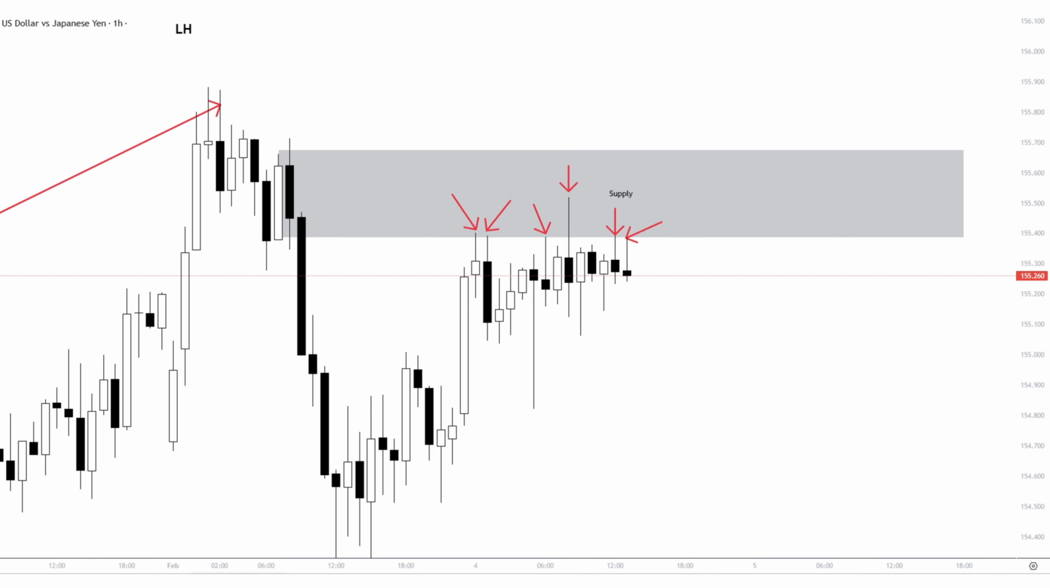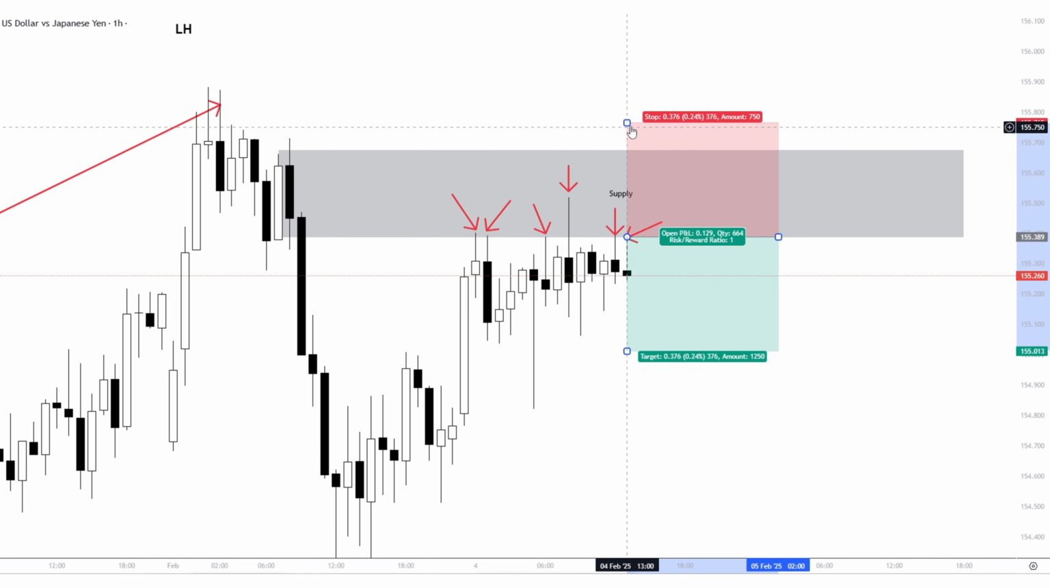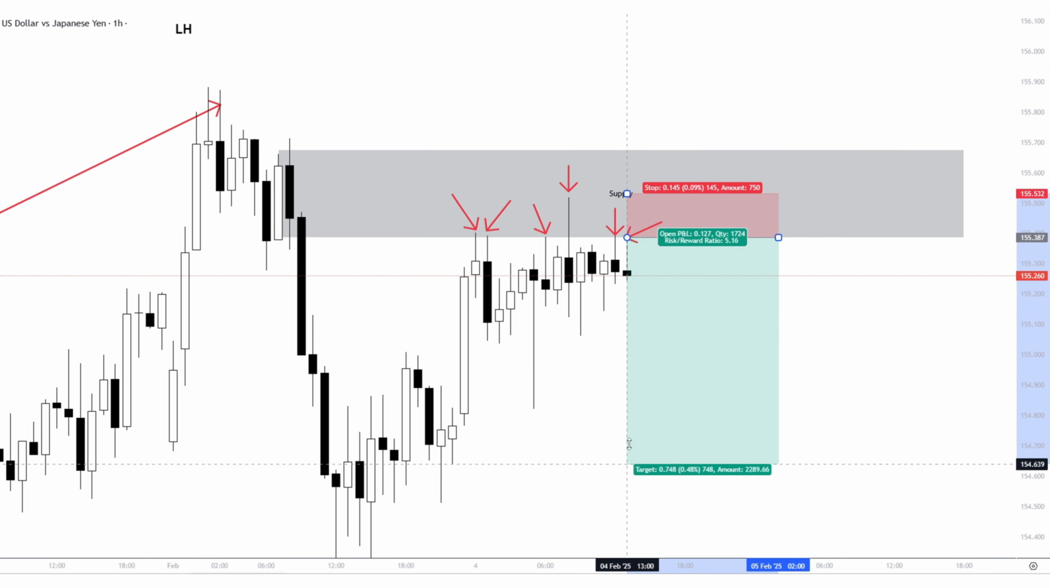And for the setup positioning, there are many options. We can sell short with the stop loss above the recent supply. We can sell with a stop loss above the recent highs, and the take profit is usually 1 to 2, 1 to 3, or below the last swing lows. There are many options. It depends on the type of trader you are.